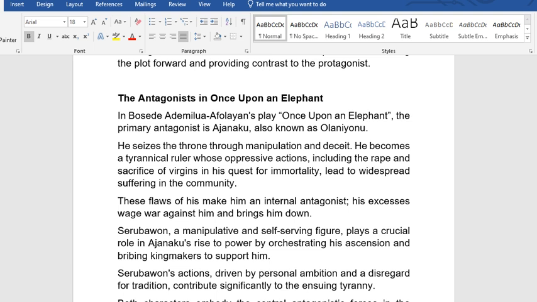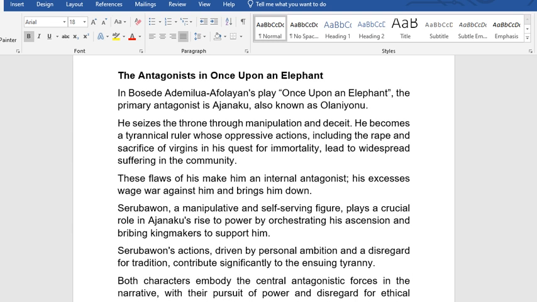Let's even look at the title, Once Upon an Elephant. Who is the elephant in the play? It is Ajanaku. So he's the most popular character. He is at the center of everything that happens in that play. So he is the protagonist. And at the same time, we are identifying him as the antagonist.